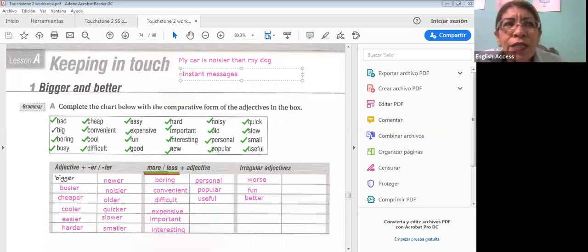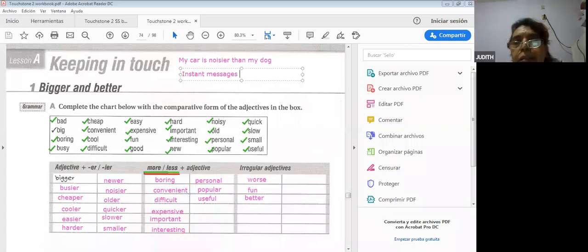But pay attention here, Judith. You're saying instant messages. That is plural. What do you need, is or are? Are. Instant messages are quicker than letters.